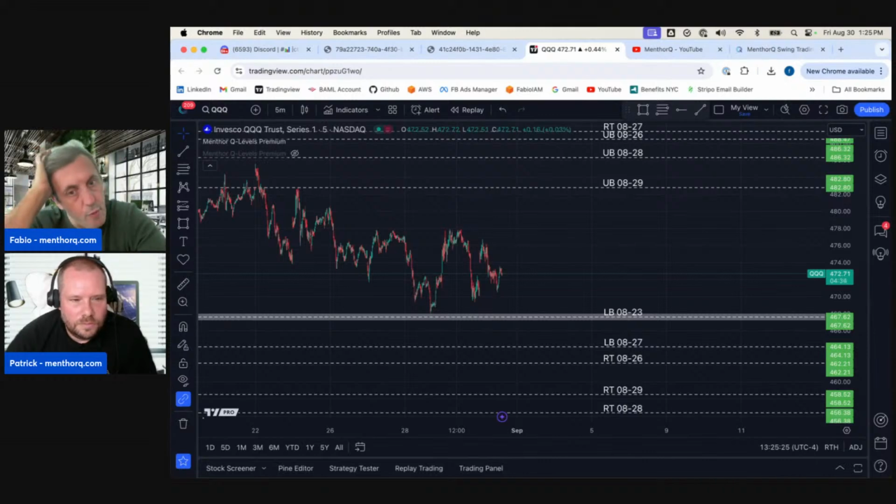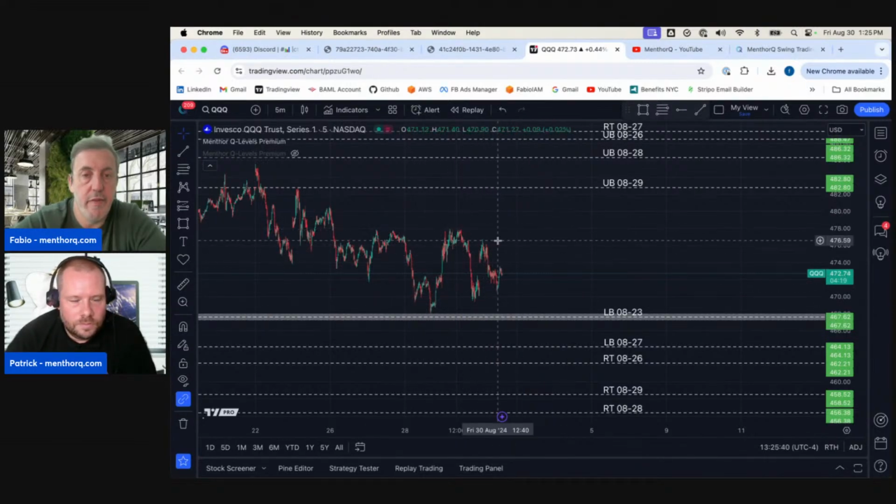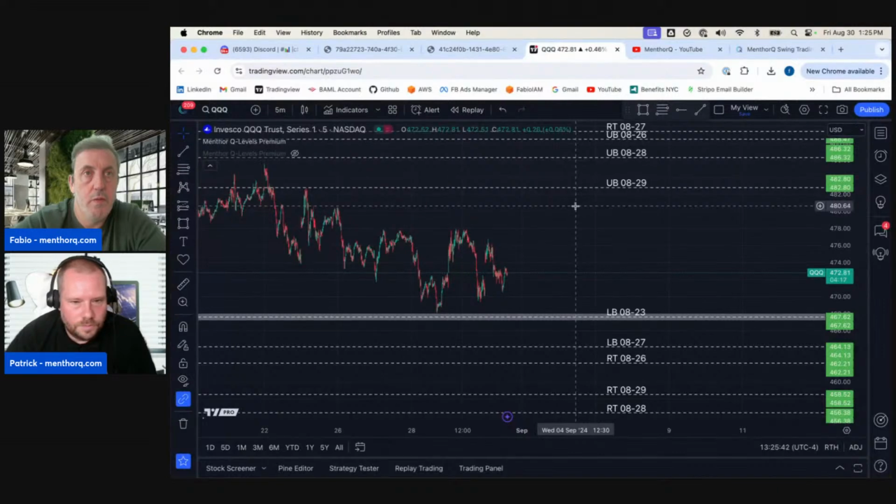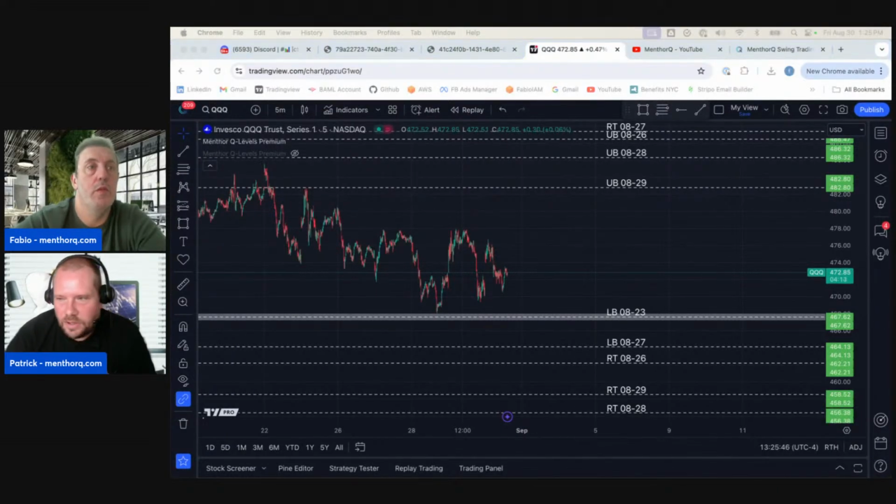Let's see if we have any questions, Patrick, on the data, on the model. So here is another example on QQQ. As you can see, this was Wednesday. Boom, bounce back off the lower band level from the 23rd. Let us know if you have any questions.